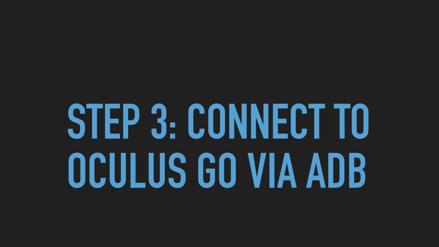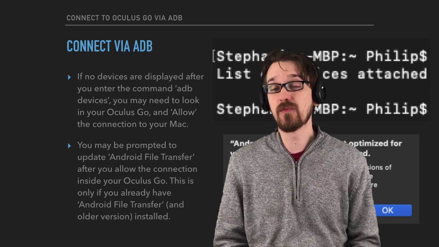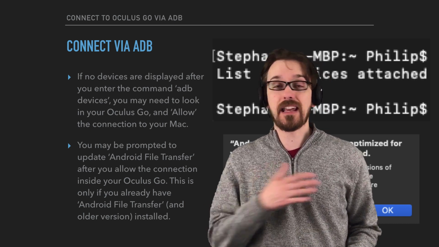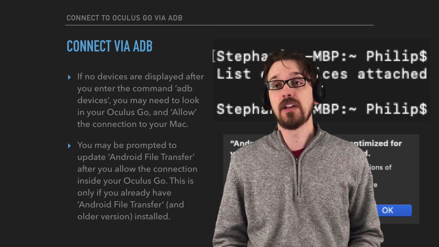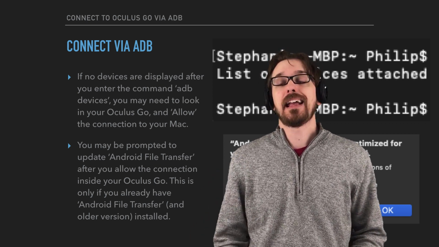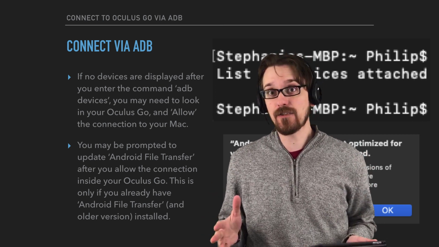Step 3, connect to Oculus Go via ADB. So at this point, we've really done most of the complicated stuff. We've made it to where the Android platform tools are installed. And at this point, you've already got your Oculus Go in developer mode, and we've got debug mode turned on. So your computer should see your Oculus Go now.